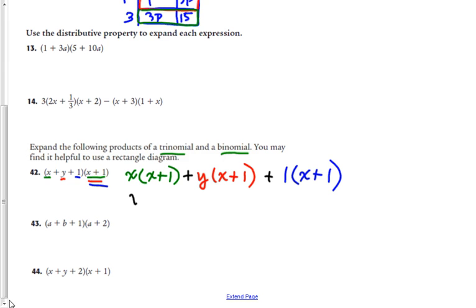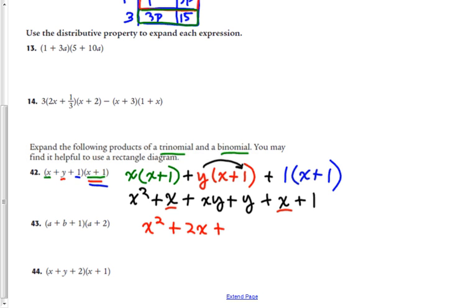So using the distributive property, I get x squared plus x for the first multiplication. And then x times y, or y times x. And y times 1 is just y. And 1 times x is x, and 1 times 1 is 1. And now I'm going to look for any like terms that I can combine, and I can see that I have an x and an x there. So my final expression is x squared plus 2x plus xy plus y plus 1.